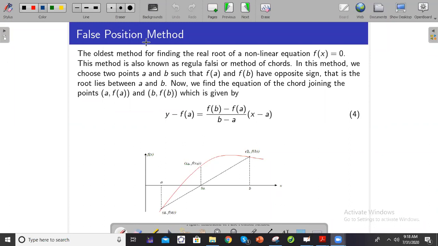Okay, the oldest method for finding the real root of a non-linear equation f of x equals 0. Let me discuss what a non-linear equation is. Sneha, tell me, what is a non-linear equation?